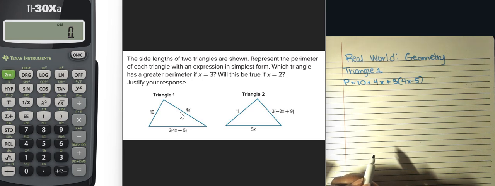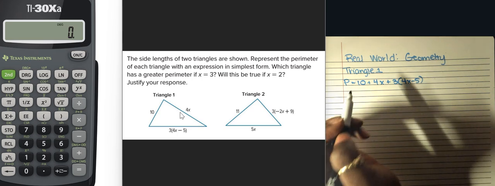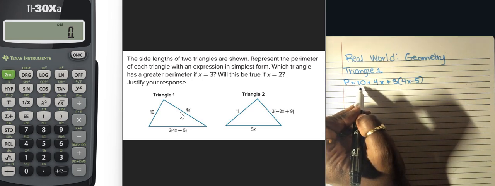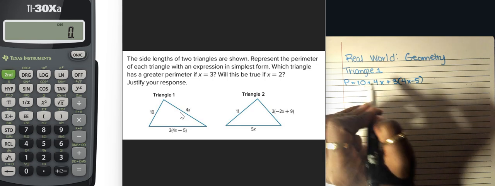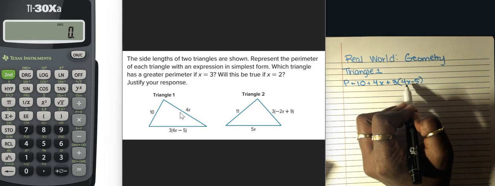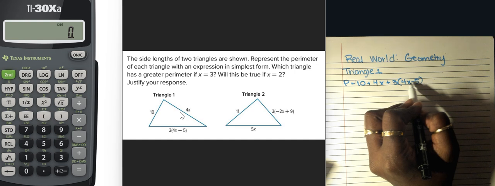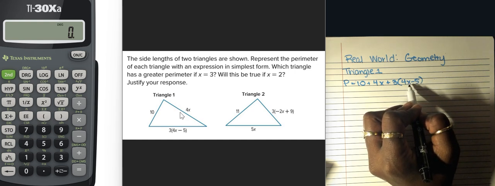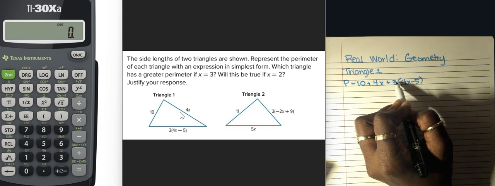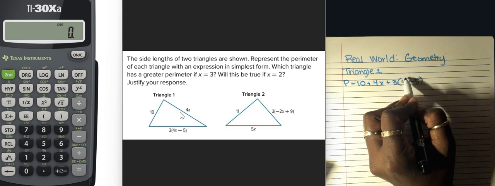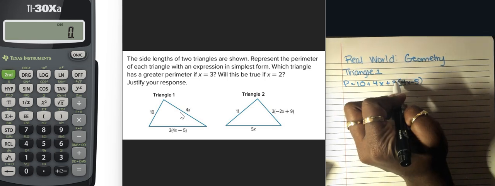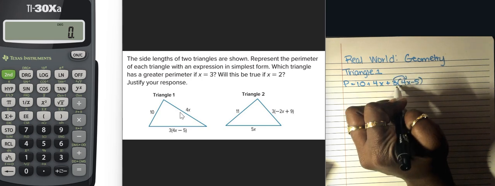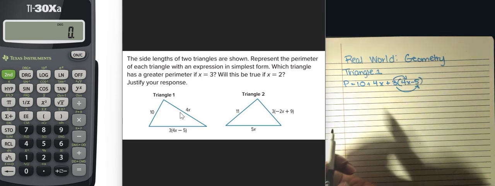All right, so what we need to do is simplify that. So we're going to combine like terms. But before we do that, remember PEMDAS, right? So we need to start off with our parentheses. There is an operation within the parentheses. However, we cannot combine them because they are not like terms. So the next thing we're going to do is use the distributive property for us to distribute the 3 to each of the quantities within the parentheses.